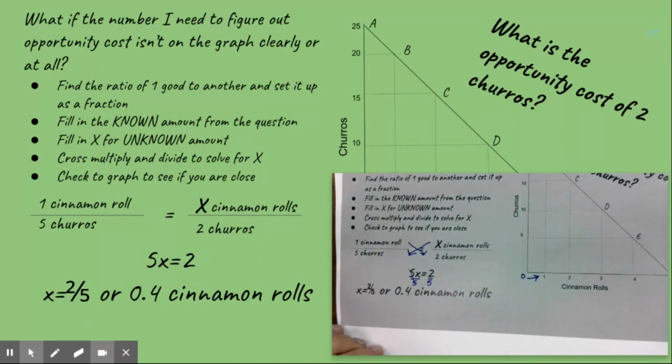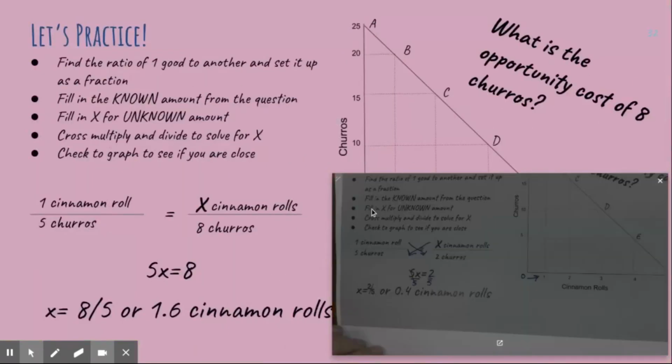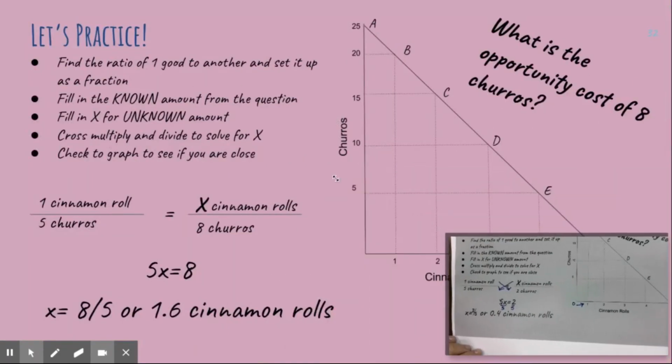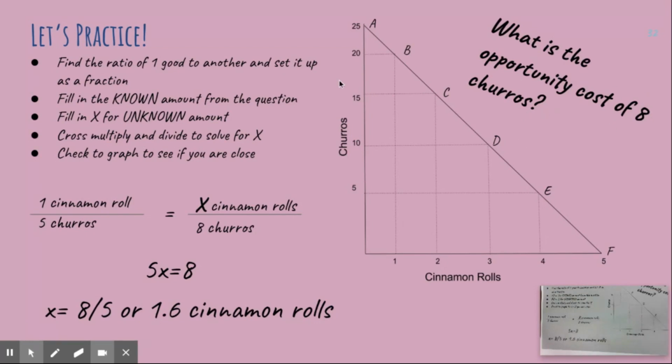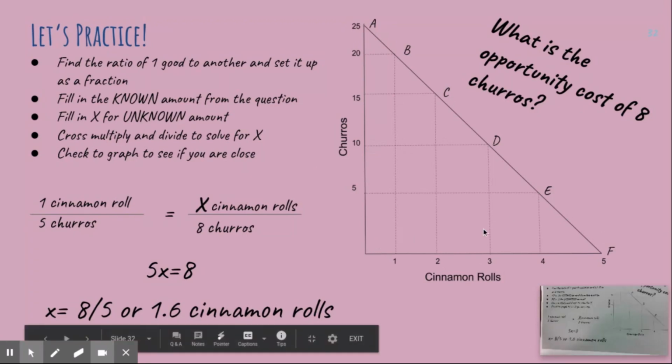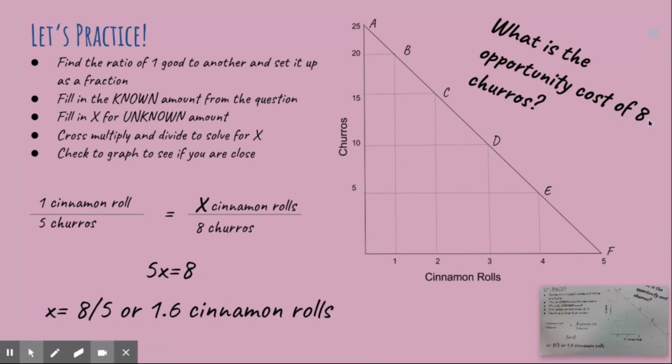So let's click through and go to the next one and do it as well. Let's look at it first before we go through it. Ms. Keller is asking, what is the opportunity cost of 8 churros on this graph? I'm looking at the graph and I see 5, I see 10, I see 15. I don't see the number 8 on here at all. So how am I supposed to find out how many cinnamon rolls I'm giving up for 8 churros? We have to do a ratio. So let's do this ratio together.